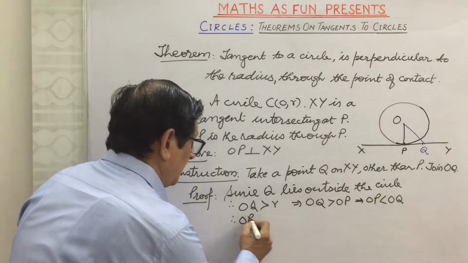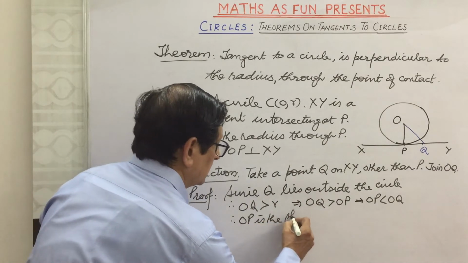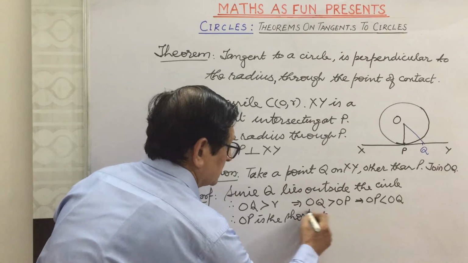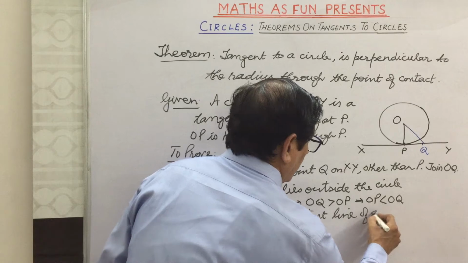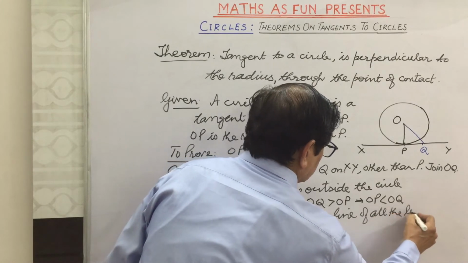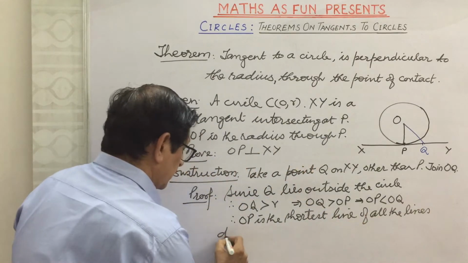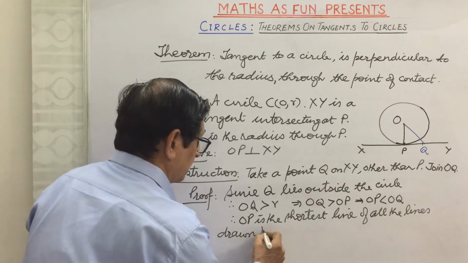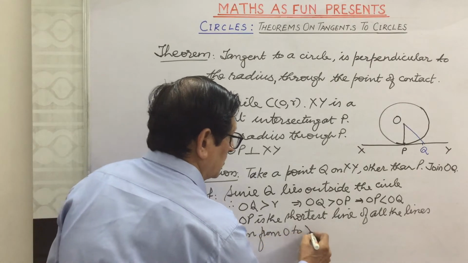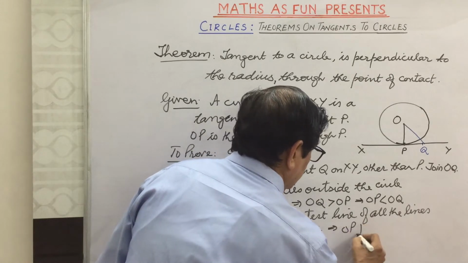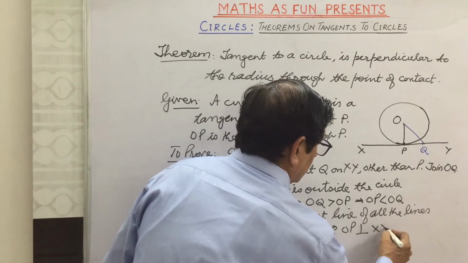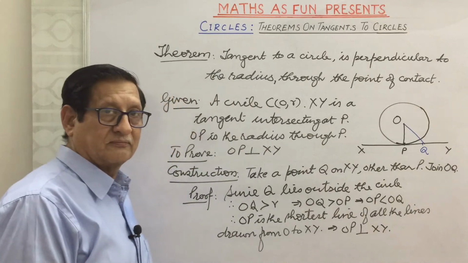Therefore, OP is the shortest line of all the lines drawn from O to XY, and this implies that OP is perpendicular to XY.